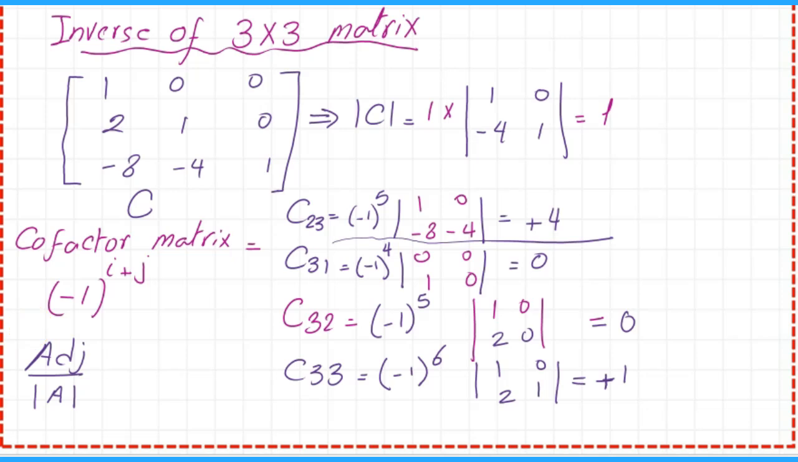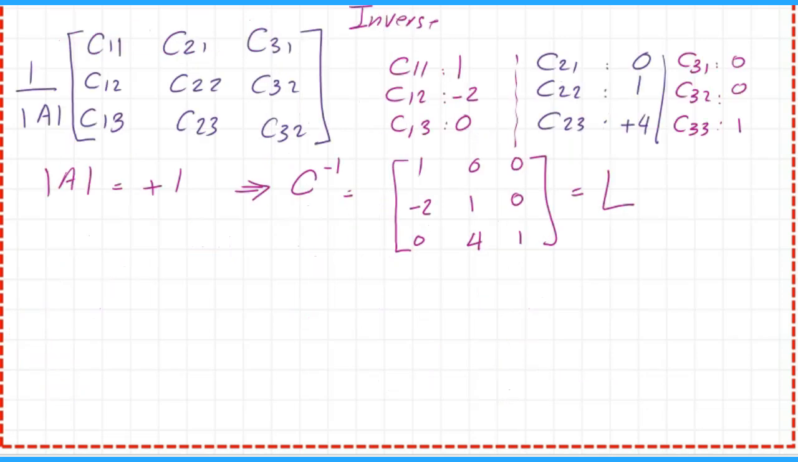Now we are ready to write the inverse matrix, or it will become the inverse of the lower matrix. These are the values C11, C12, C13, C sub 21, C sub 22, C sub 23, C sub 31, 0, C sub 32 equal to 0, C sub 33. This inverse is the lower matrix. So we have 1, 1, 1, minus 2, and 4. This was originally our estimated lower matrix.